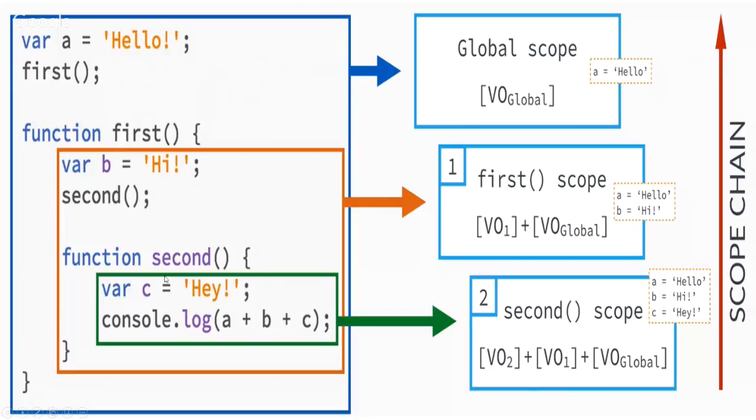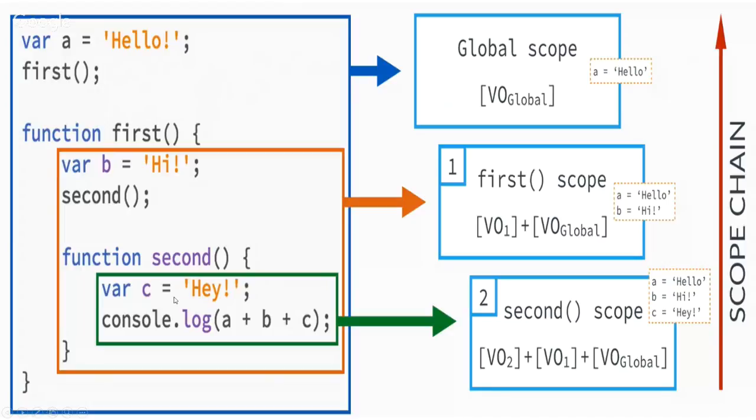So finally, in the green box, we have the scope of the second function here. In there, we have a log statement, notice console log here, which attempts to print out the values of the a, b, and c variables. And notice here that only the c variable is declared inside of the second function. So only the c variable is inside the local scope of the second function.